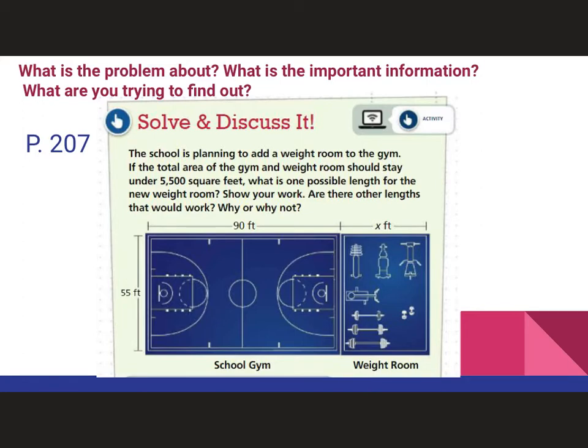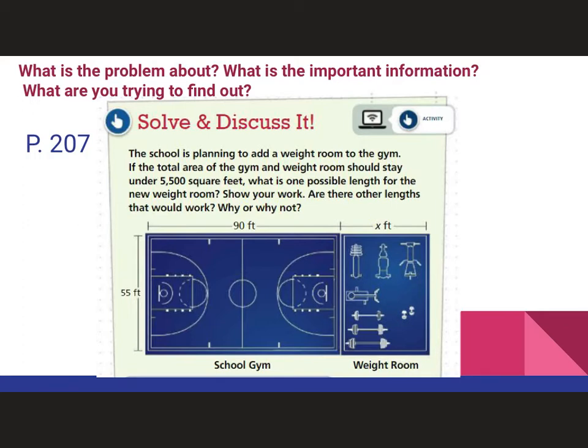The school is planning to add a weight room and a gym. If the total area of the gym and weight room should stay under 5,500 square feet, what is one possible length for the new weight room? Show your work, and are there lengths that would not work? Why not? So this problem is really about area of this floor plan.